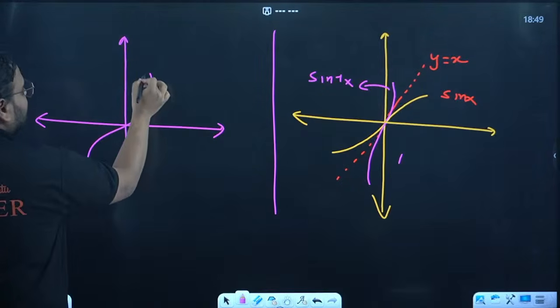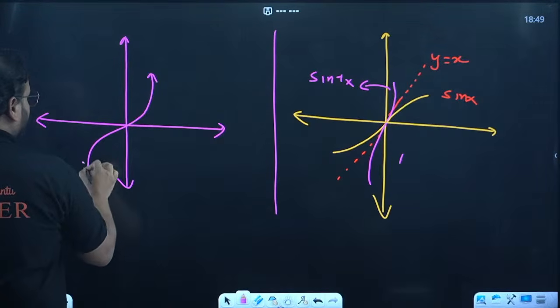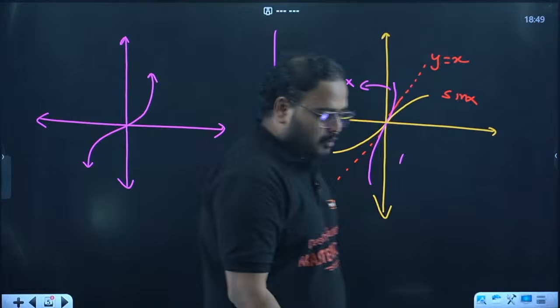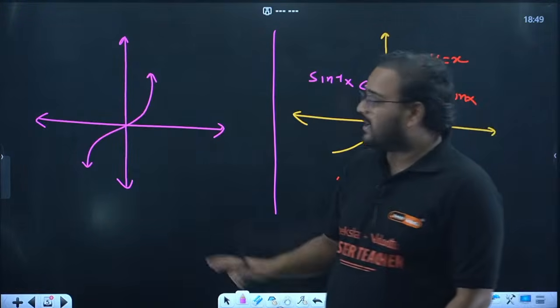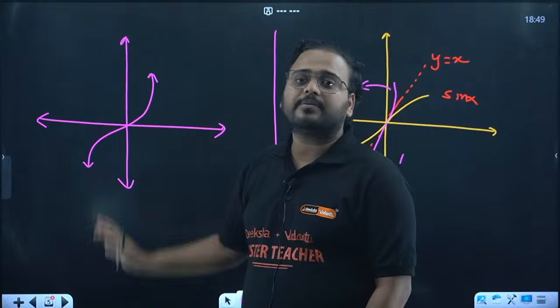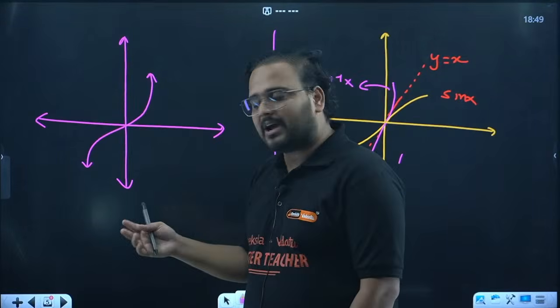Okay. Will there be an arrow over here? Tell me. Anybody? Hi Sharath. Tell me whether there will be an arrow over here. Do we have an arrow over here? Answer yes or no. We don't have an arrow over there.